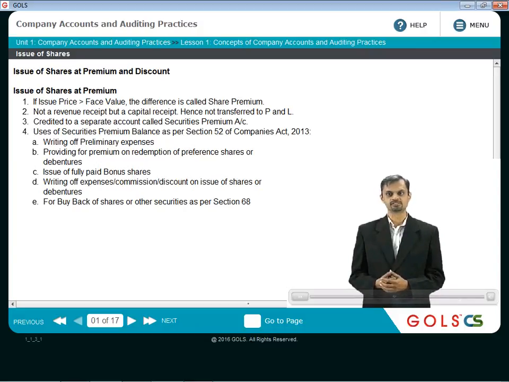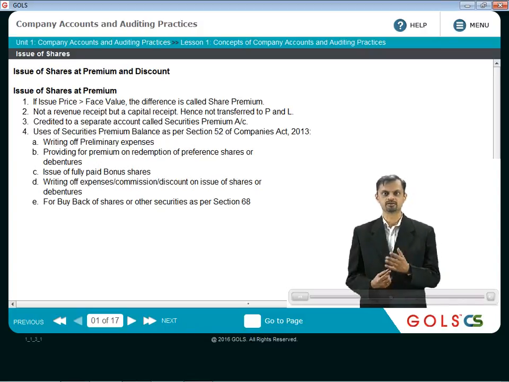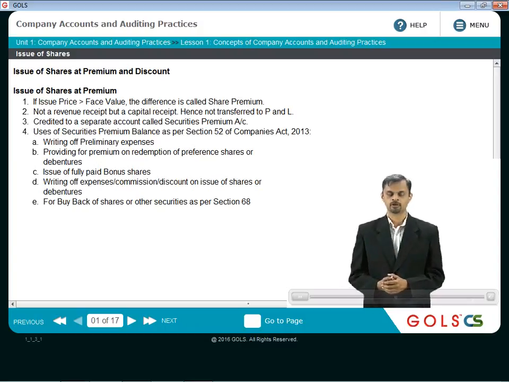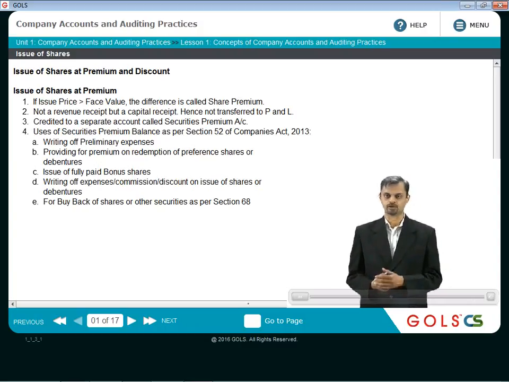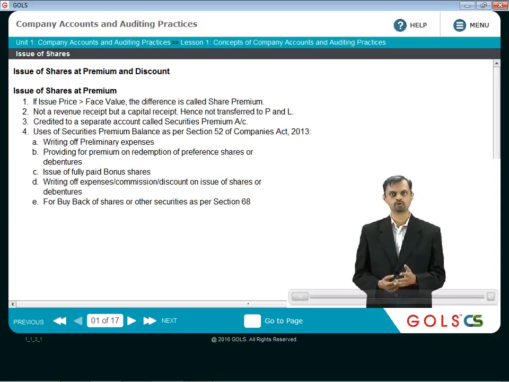For buyback of shares, now in the earlier point I have mentioned about discount on issue of shares or debentures, but now as per Companies Act 2013, the shares cannot be issued at discount. The share can be issued at discount only in one particular case, which we will talk about later, whereas the debentures can be issued at discount. And the last use for the securities premium balance is for buyback of shares or other securities as per section 68. We'll talk about the buyback in a separate slide.